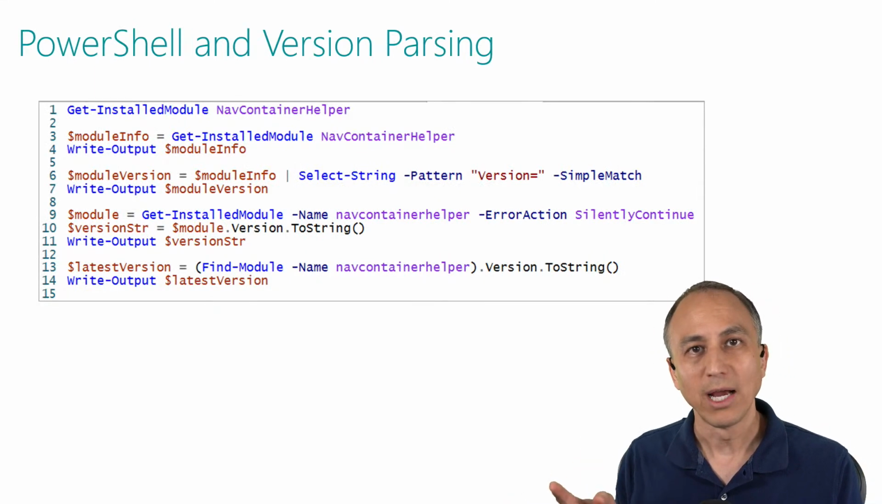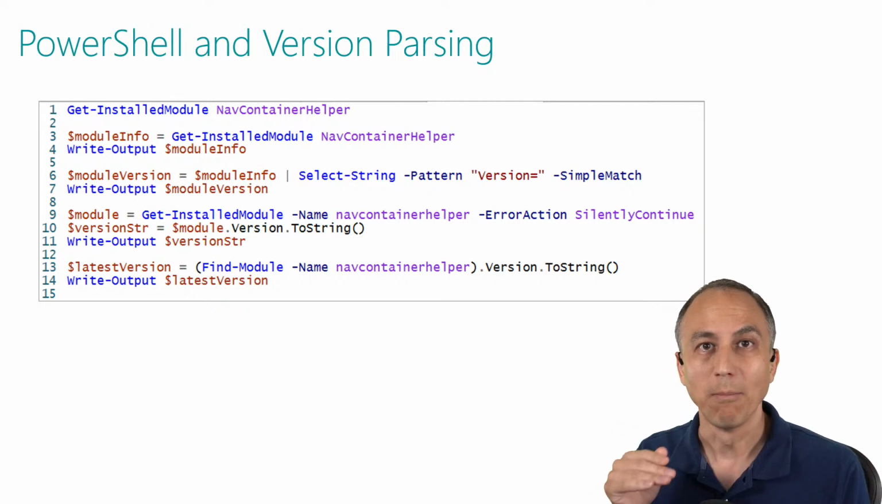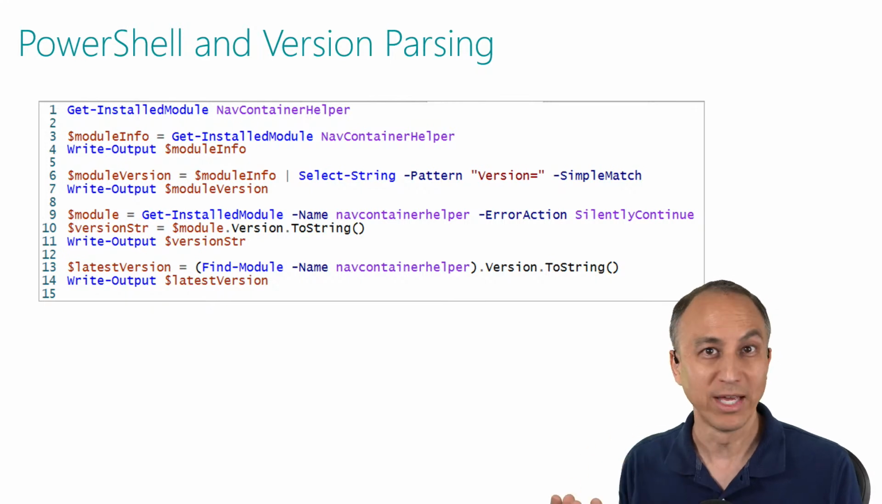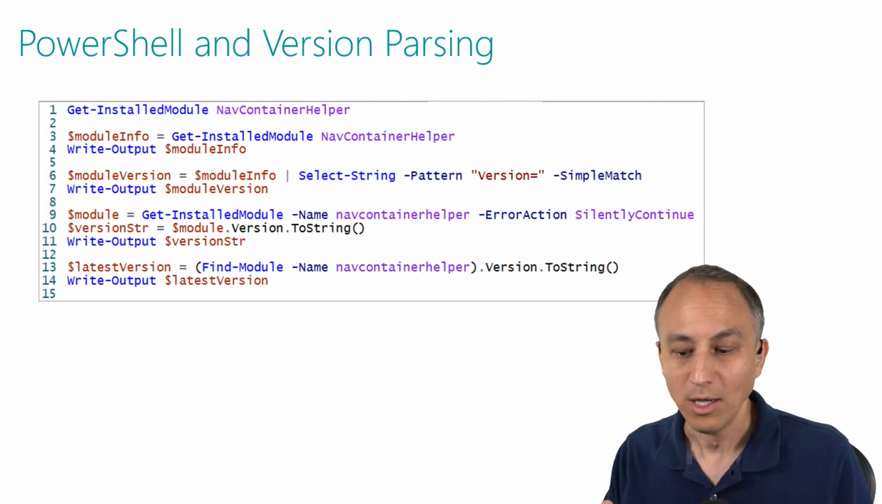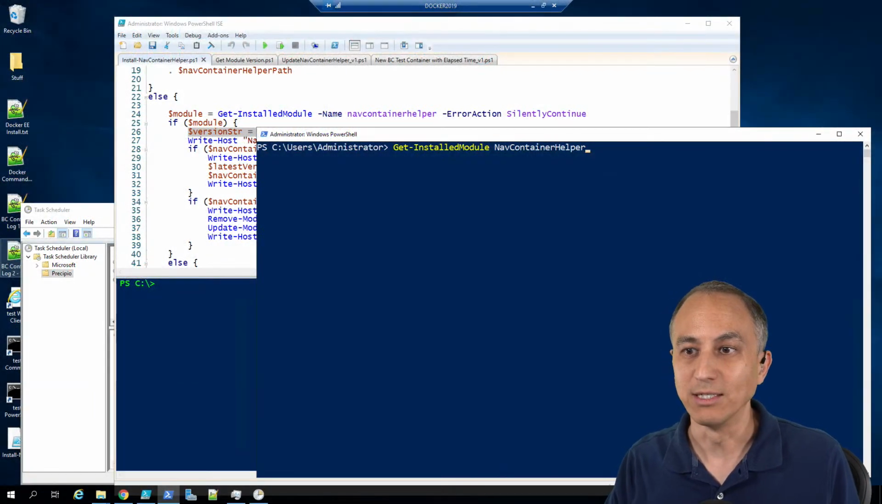So I was playing around with version parsing today, and I was going down one route. It was clearly the wrong route, but I noticed some really weird things about PowerShell in the process. So let's take a look and see. I'll show you what I was dealing with here.